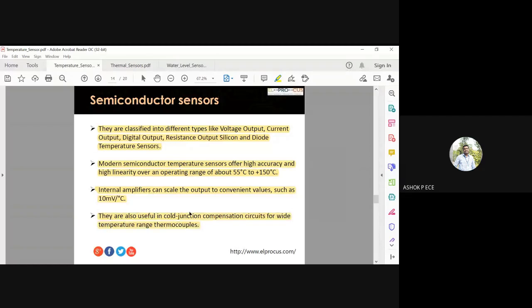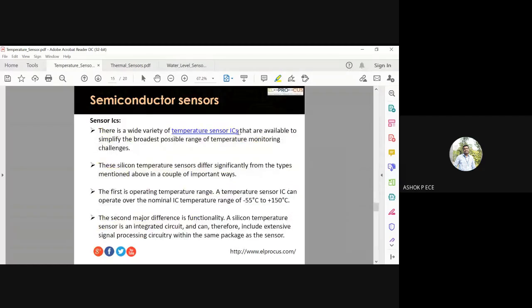Sensor ICs, a variety of ICs are there. IC means integrated circuit, so it's a chip. You can just buy the chip from the market, and you can design your own component directly. That is available to simplify the temperature monitoring. The chip will detect the temperature, and it will accordingly provide the corresponding equivalent voltage. These IC chips are made up of silicon.